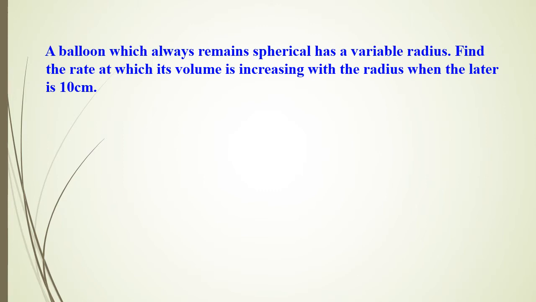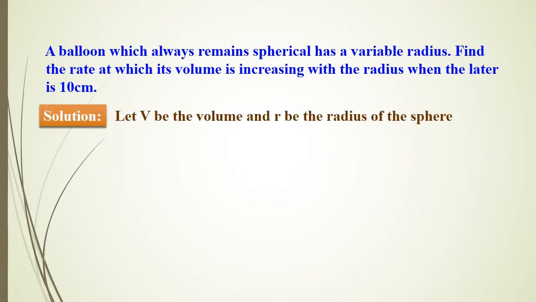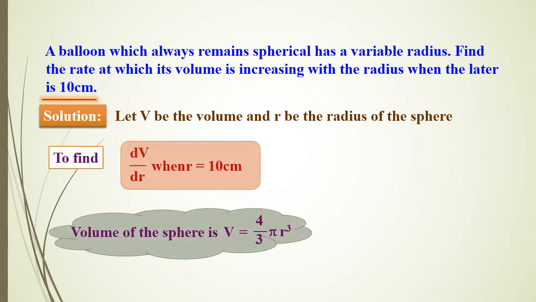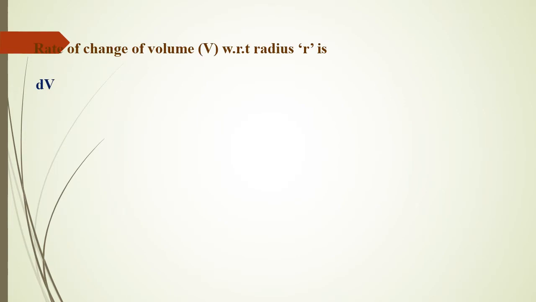Now I'll come to the solution part of this question. V is the volume of the sphere, r is the radius of the sphere. So here we need to find dV by dr, and the radius is given clearly, it is 10 centimeter. The volume formula is V equals 4 by 3 pi r cube. Now differentiation of V with respect to r can be written as d/dr of V equals d/dr of 4 by 3 pi r cube.